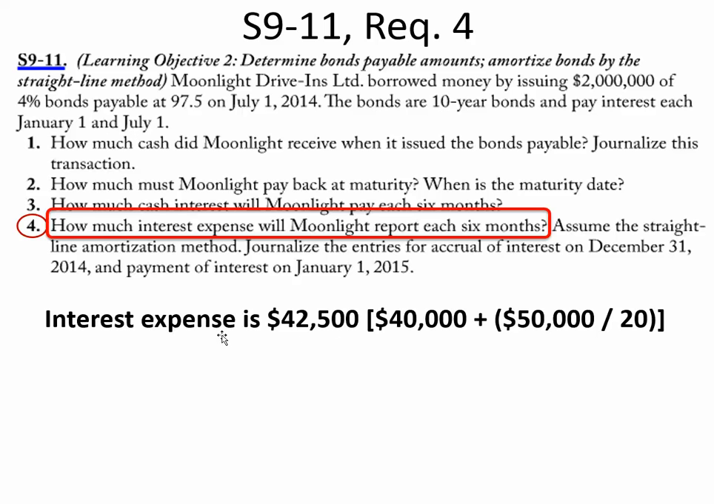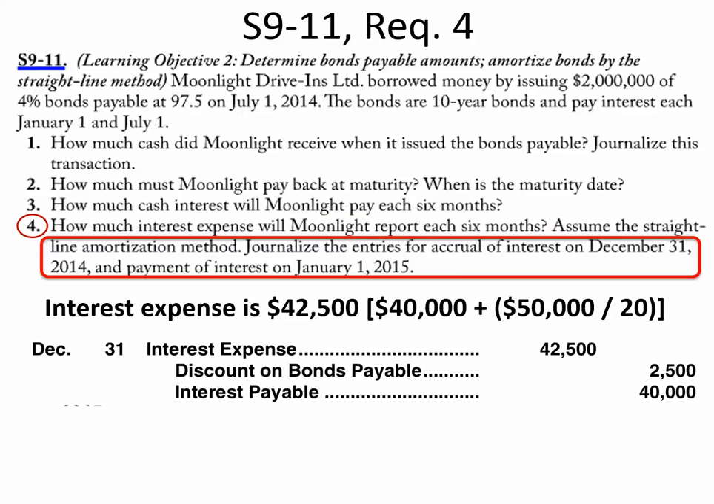So my interest expense every period is going to be the cash interest of $40,000. We calculated that in part 3. And then we're going to take the amortization of the discount, the $50,000 discount divided by 20 interest periods. Again, 10 years times 2 per year. So my interest expense is going to be $42,500. That was the first part of part 4.